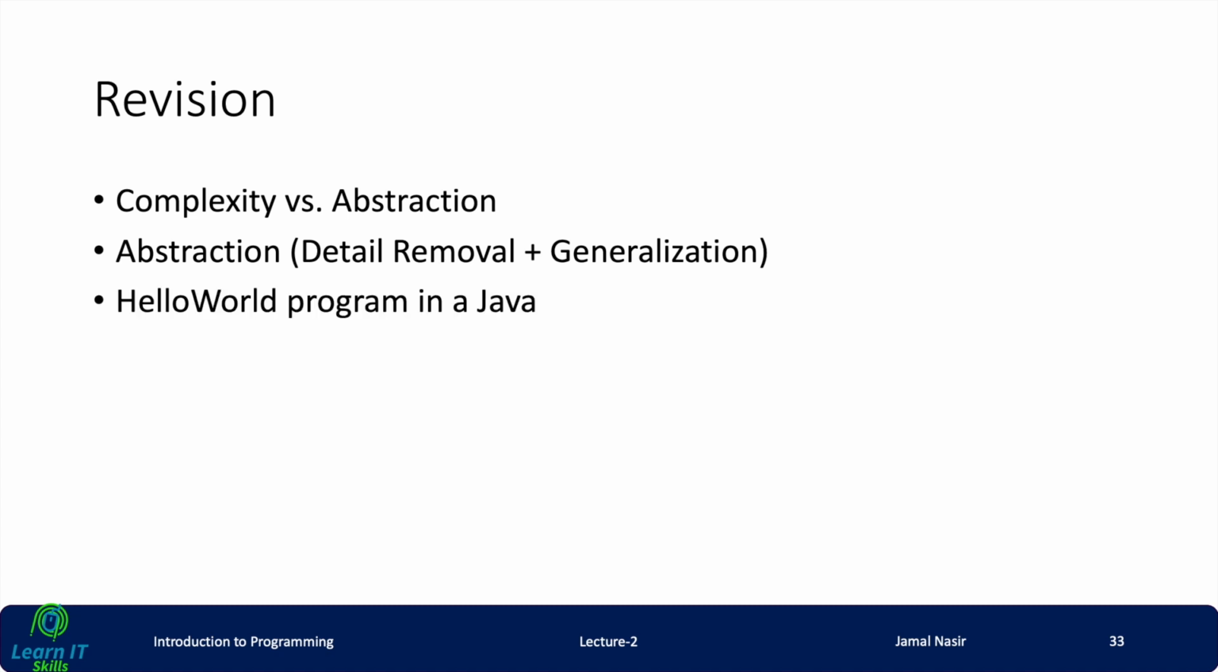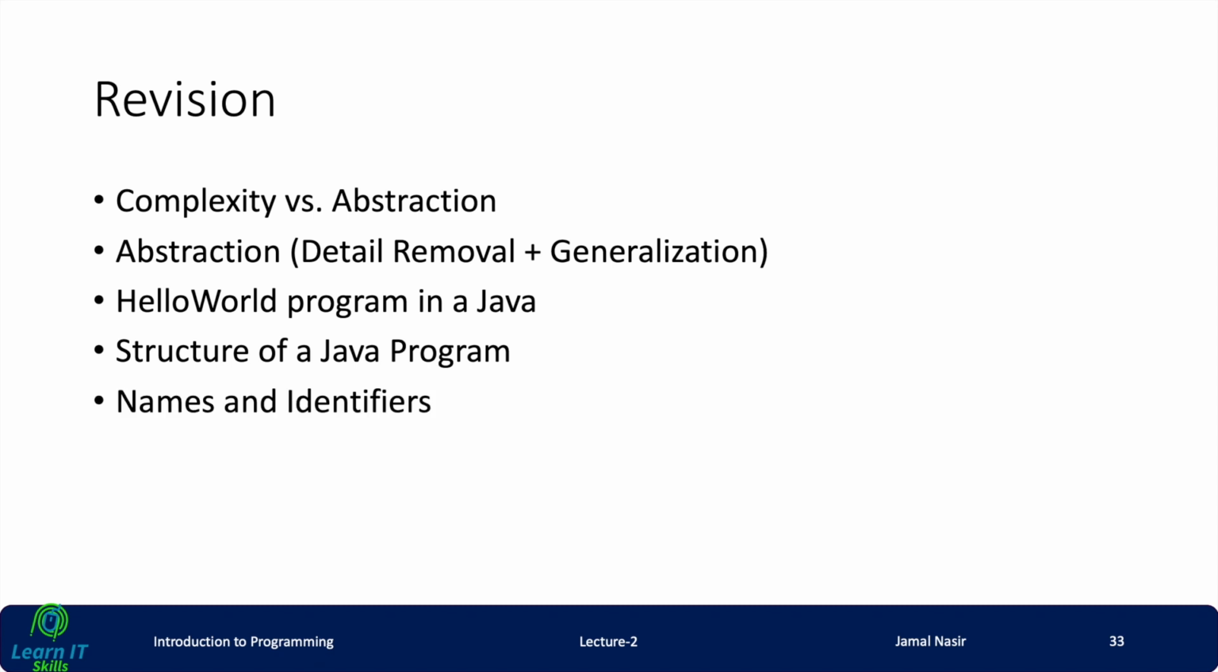Then we saw one hello world program in Java, and we also discussed the structure of a Java program, names and identifiers, like they cannot start with any digit, they only start with a letter, underscore character, or dollar sign character. Then finally, we discussed keywords, which are reserved words in Java. We cannot use the names of those keywords in our programs as identifiers. Okay.